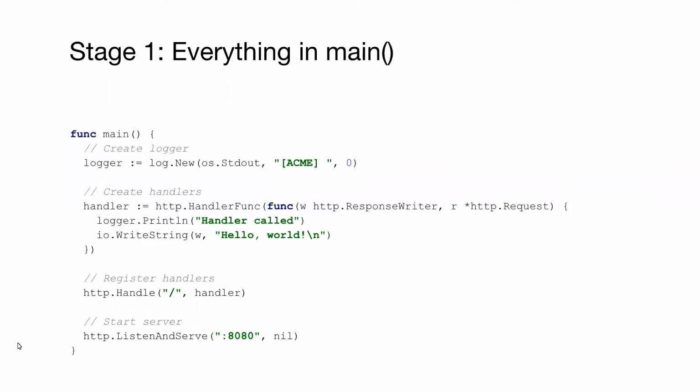So you see we have 4 parts: creating the actual logger, creating our handlers, registering the handlers, and starting the server. From the perspective of a service developer, there is one interesting part in this whole main function, and this is the actual content of handler func. So these 2 lines, this is our business logic. Everything else is really infrastructure, creating loggers, starting servers. We don't really want to care about these things. Code is really that simple.